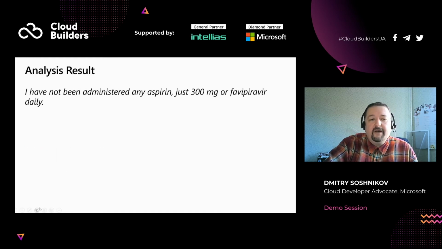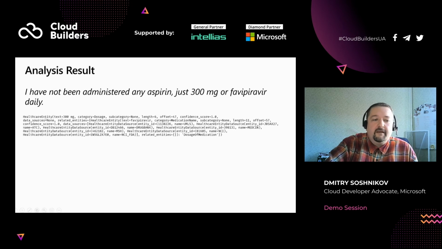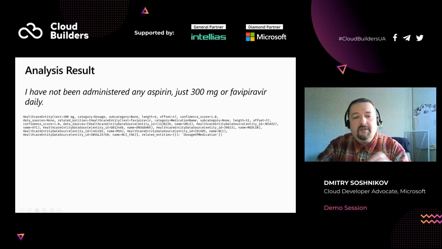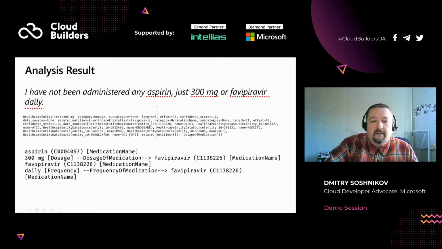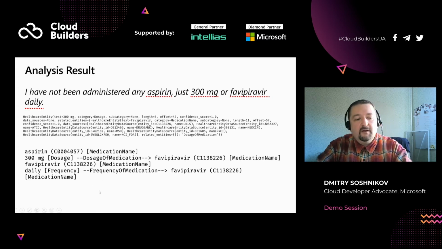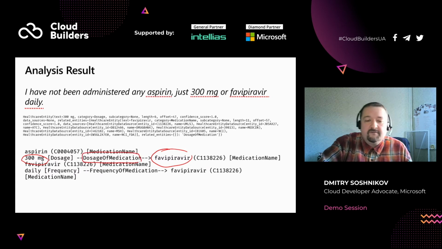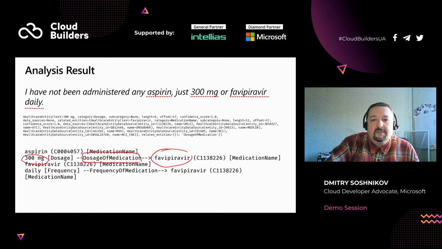For example, if I provide the service with this phrase, "I have not been administered any aspirin, just 300 milligram of favipiravir daily," it will give me an object like healthcare entity, text 300 milligrams. You can see that it extracted this 300 milligrams entity, and aspirin and favipiravir are medicines, and daily is the frequency of medication. Below you can see the relation. For example, it understands that 300 milligrams refers to favipiravir, and it's related by dosage of medication. That's quite useful information because we are able to extract these dosages automatically.